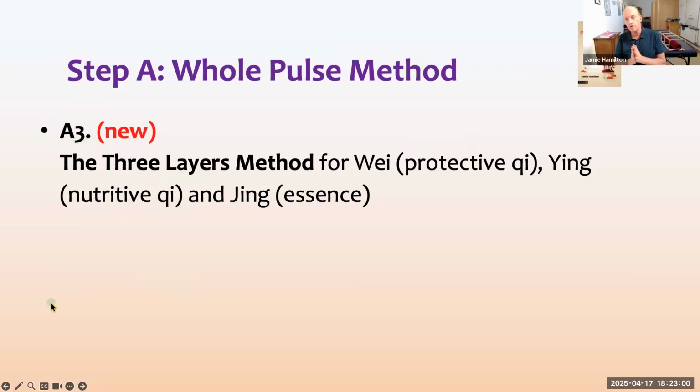And then the new method for this seminar, and for this seminar series, is the third one, the 3 layers method. I will explain it more, but basically you've got the Wei Qi, the Ying or nutritive Qi, and the Jing or essence. It's a really interesting way of looking at the pulse. Even though this is an advanced aspect, I think it's super useful to have this. So it's worth weaving in, and it's not so advanced that I can't explain it in this webinar.